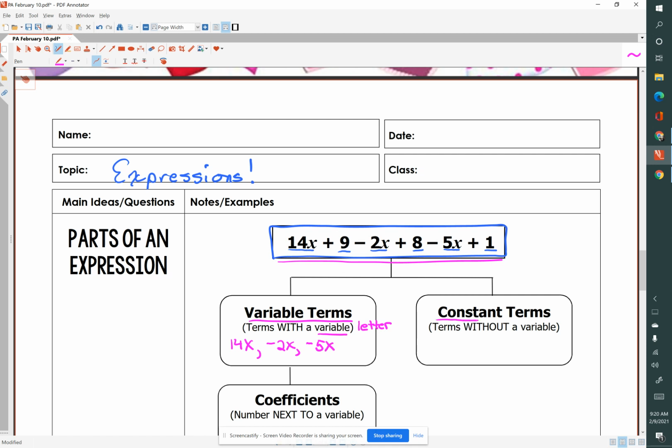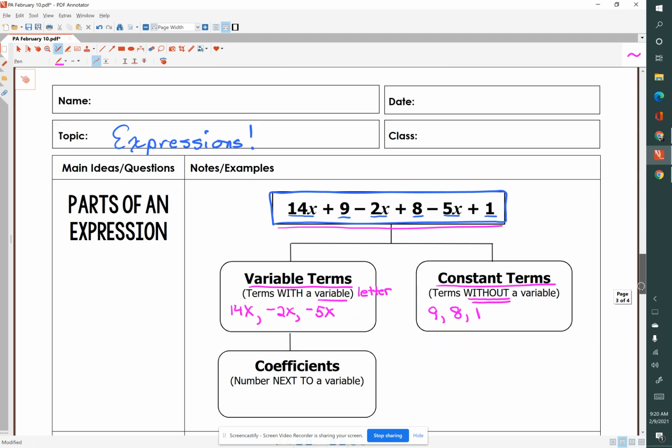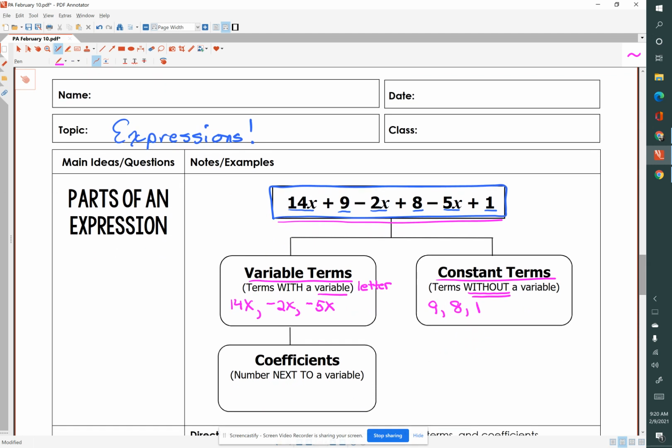Now, constant terms are terms without a variable. So in this expression, I see a 9, I see an 8, and I see a 1. Coefficients, that's something different. Those are numbers next to a variable.